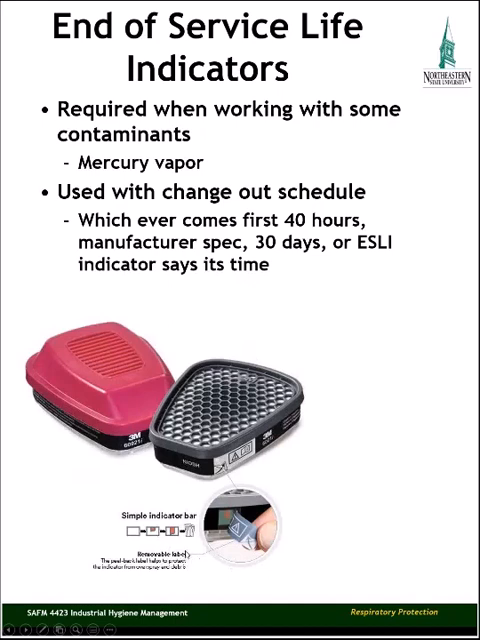And here's an example of an end of service life indicator on a cartridge. You pull the label back and there will be a bar that is indicated. If that bar completely fills that space, then it's time to go to the trash. It's time for a new cartridge.